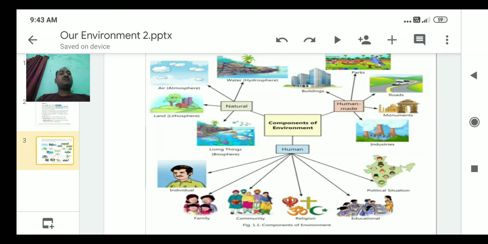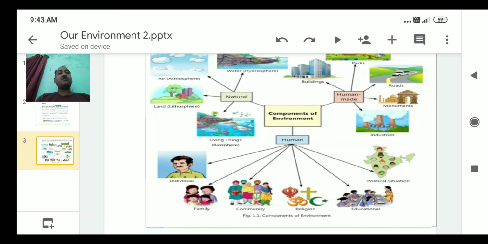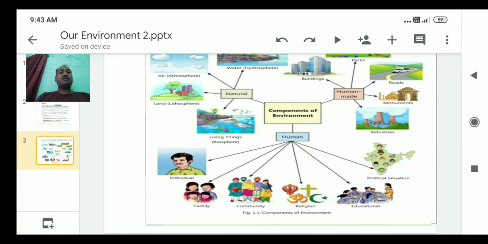So these are the three important components which are given to you here, and all these things are interlinked or interconnected with one another. So dear students, the rest of the part we will see in the next PPT.